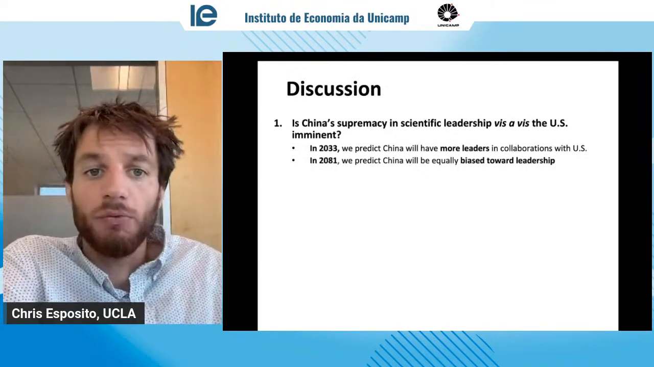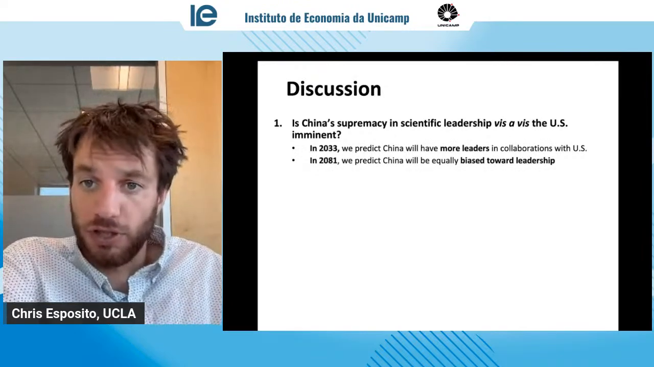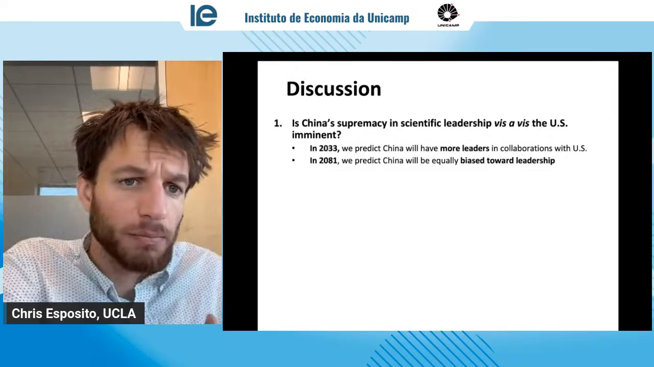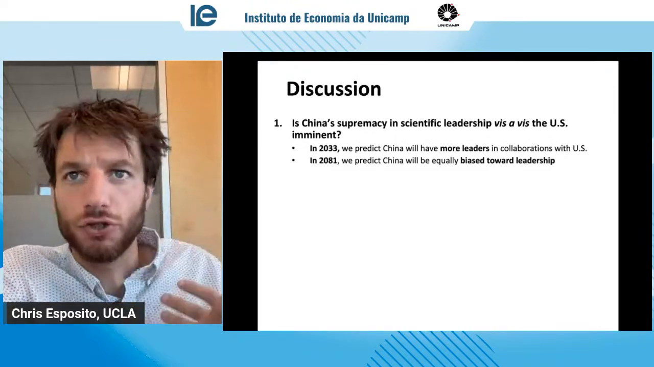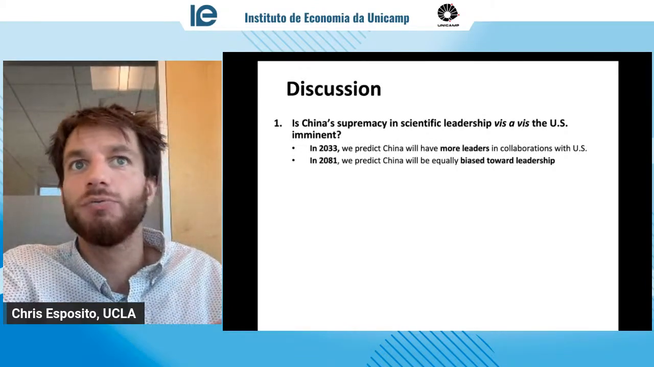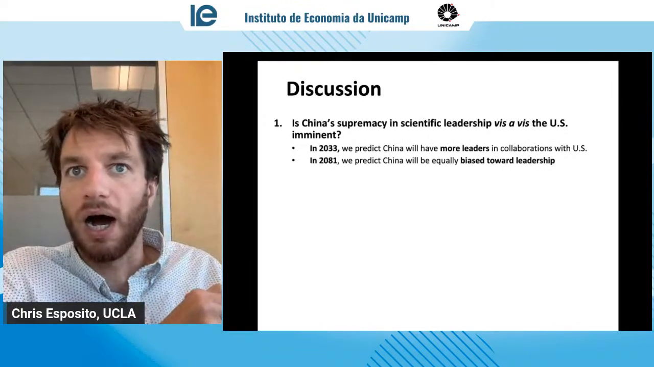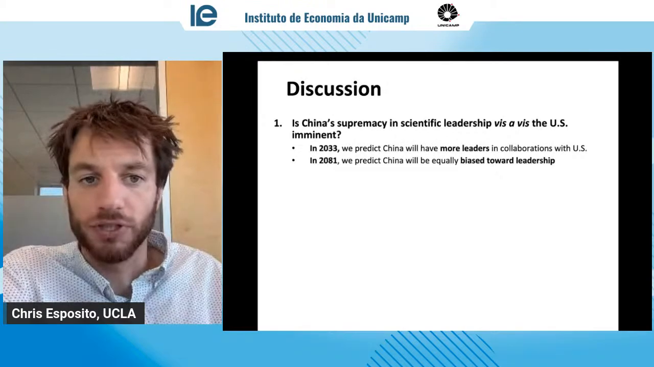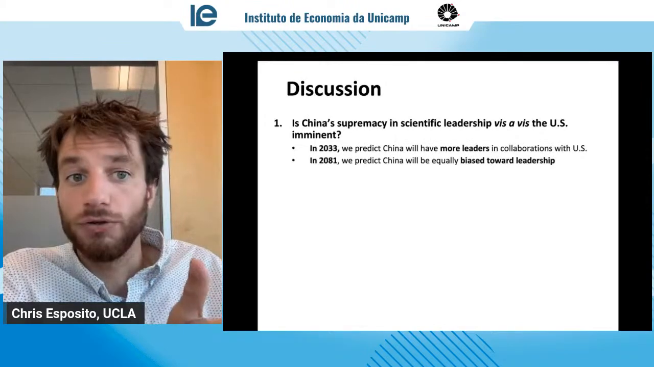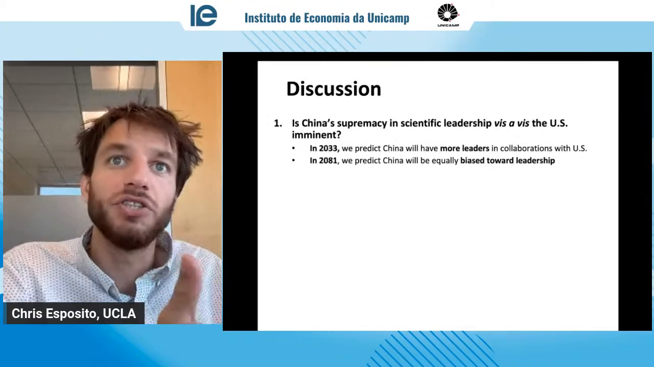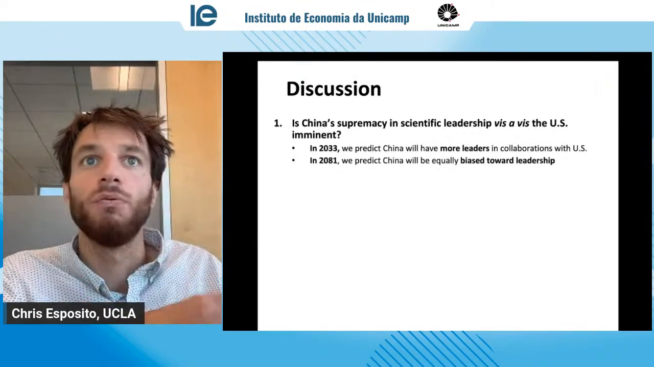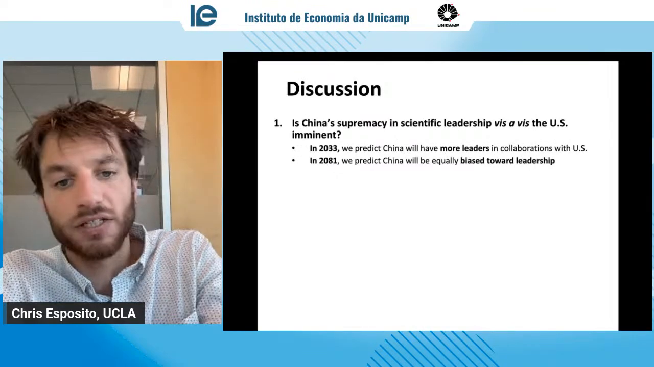And in 2081, we predict that China will be equally biased towards leadership and not supporting roles relative to the United States. So the way to basically read between these two values, these two-year predictions, is that after 2033, the United States will look relatively small but mighty relative to China in its collaborations with China. And after 2081, if these trends continue through that far out year, it would suggest that China is not only having more leaders, but also being more biased towards leadership than the United States.